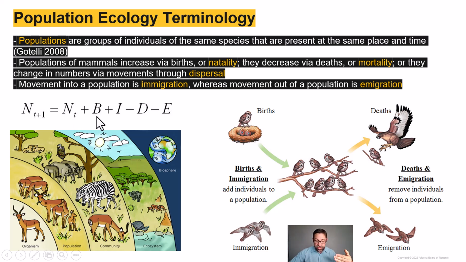plus births, B, or natality, and immigration with an I. So births and immigration represent deposits in the population bank account, if you will, minus deaths, D, and E, which is emigration. So these are individuals that permanently leave the population. Okay, so population abundance, one time step forward, is the current abundance plus births and immigration minus deaths and emigration.